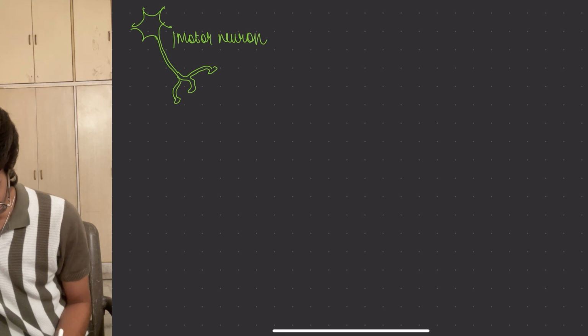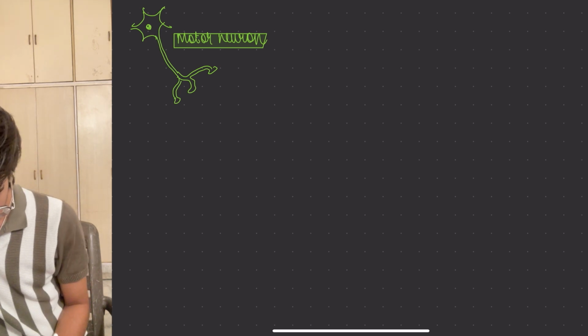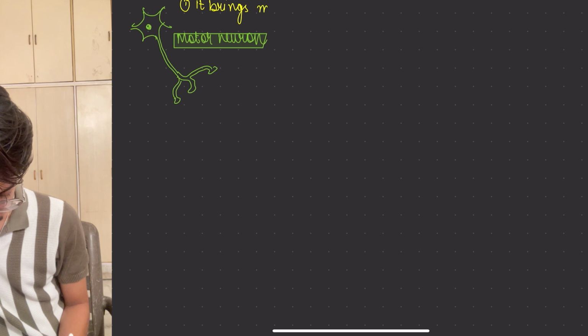Okay, so starting with a neuron, we will make a neuron first. Imagine that this is the neuron, the end of the neuron. Of course it is a nerve fiber, a big one, but at the end what is happening? We will call it a motor neuron. Why motor neuron? Because it is doing a motor function. So this motor neuron brings a message from the brain.